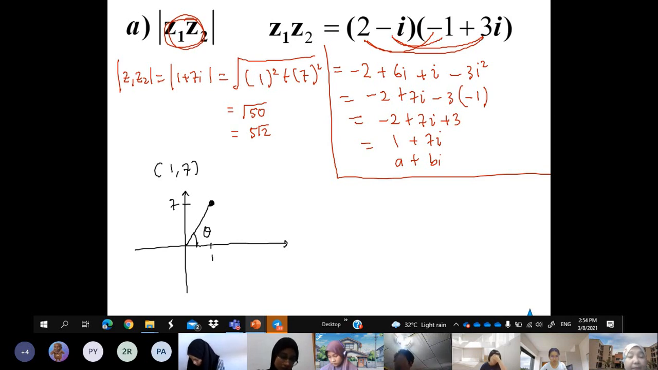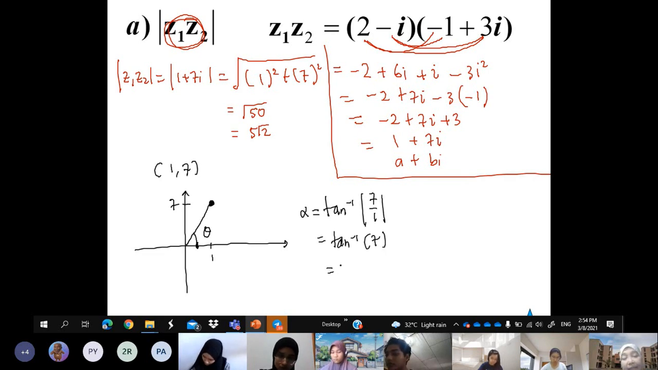So theta here, from positive x to the line. This is theta. So find alpha, the basic angle. Alpha is equal to arctangent y over x, 7 over 1. And find. Use calculator. Give me the answer please. 1.4289 radian. Okay. So argument theta, argument of z is equal to alpha.